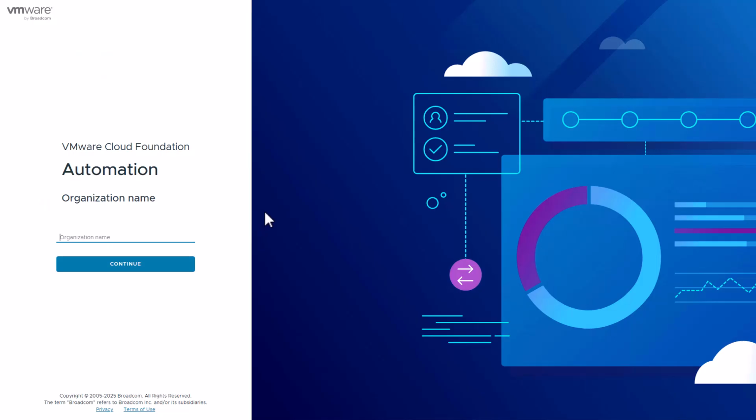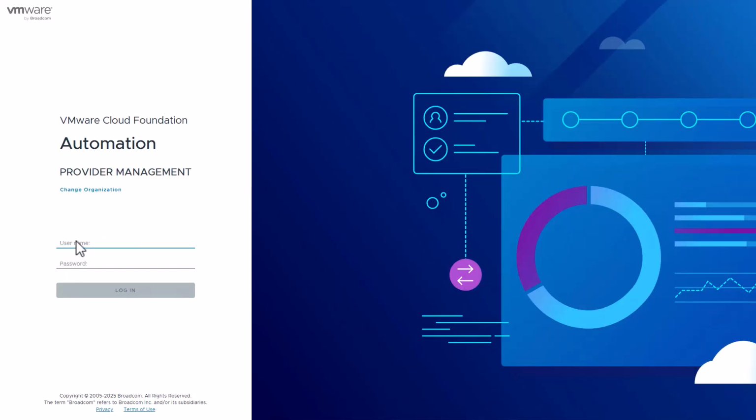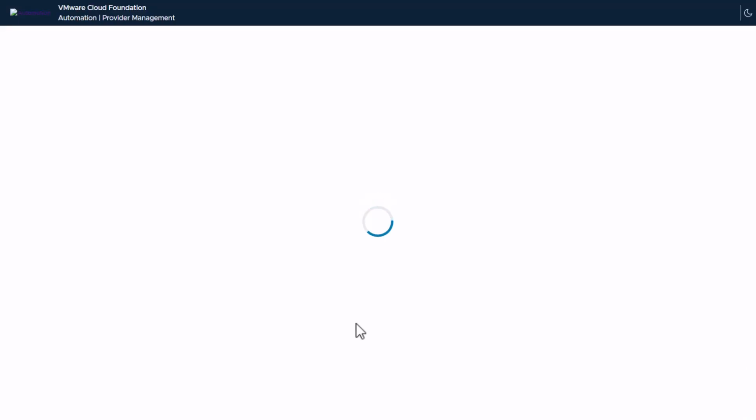Now, if we switch to VCFA, we can use the VCFA provider management UI to view the available vCenter compute policies that we just looked at. So to sign into the provider management portal, we'll pass system as the organization name, and then we'll provide the provider administrator username and password.